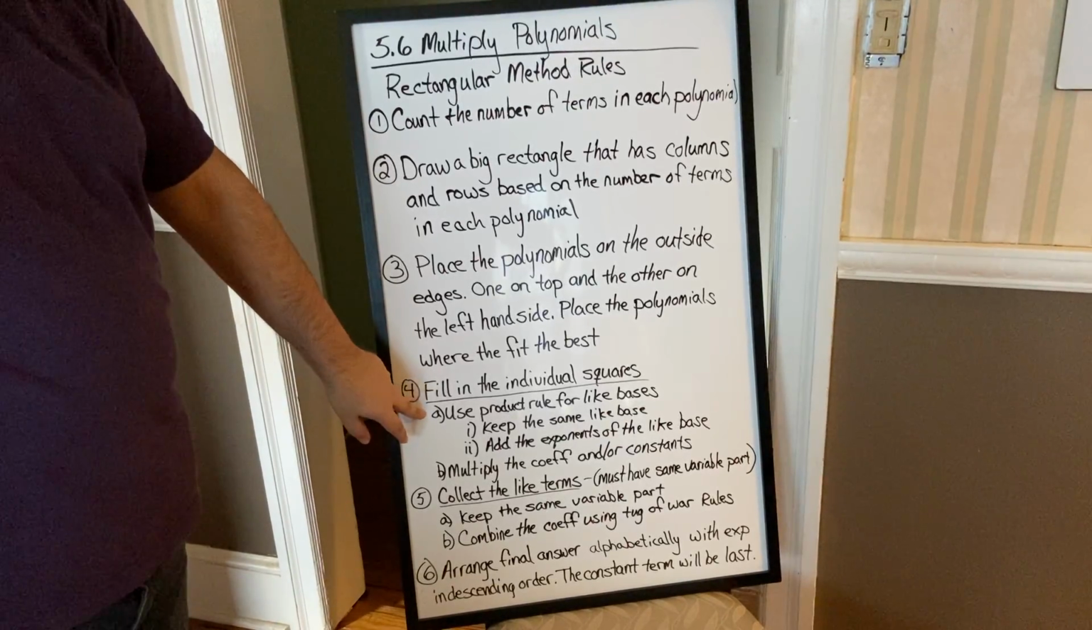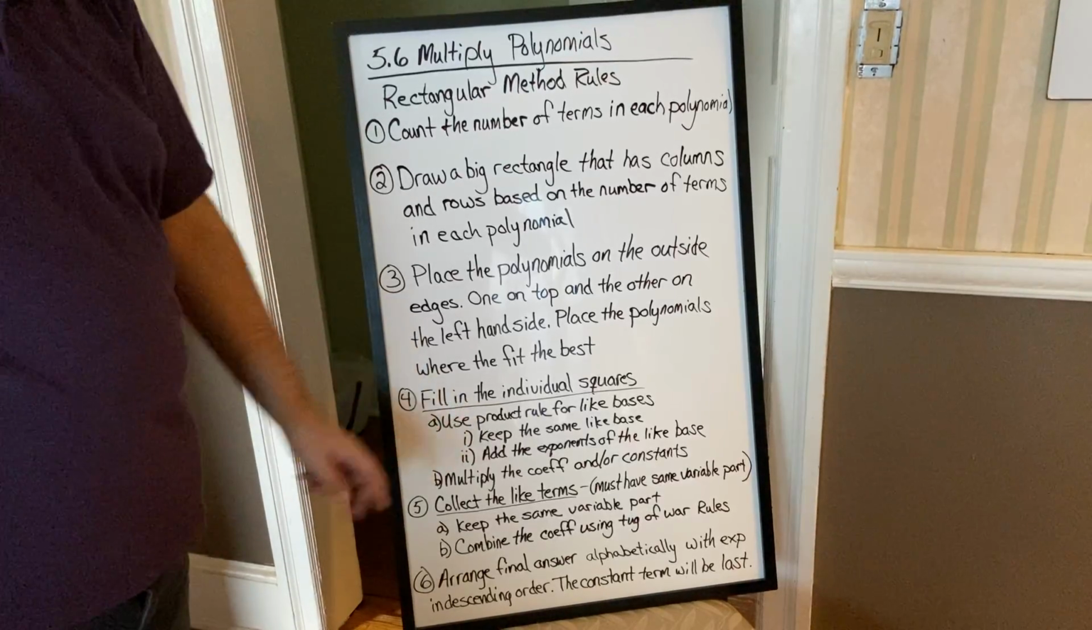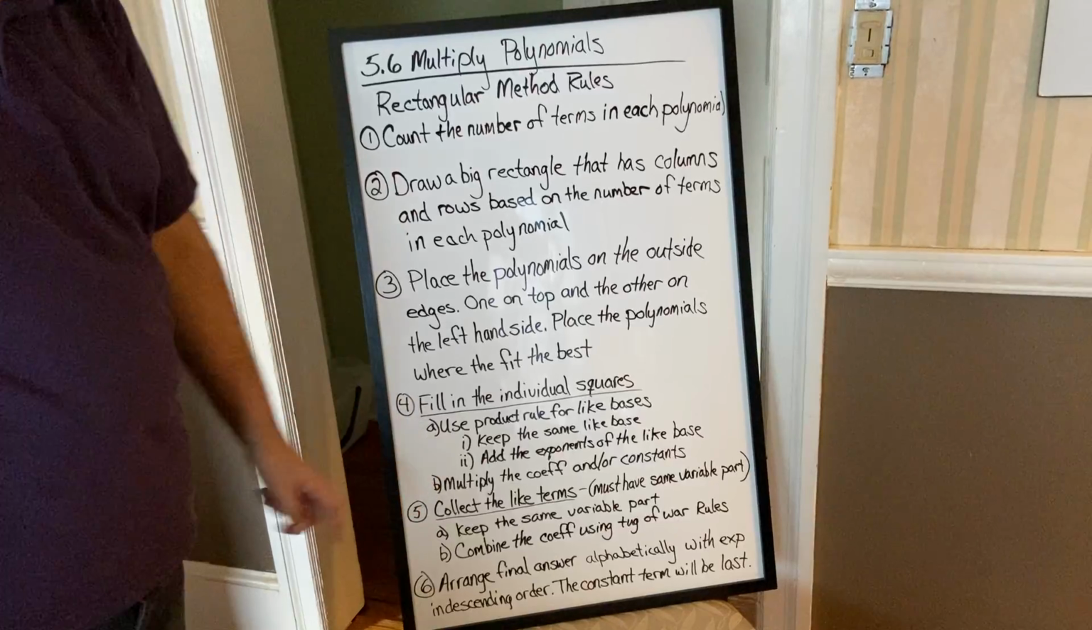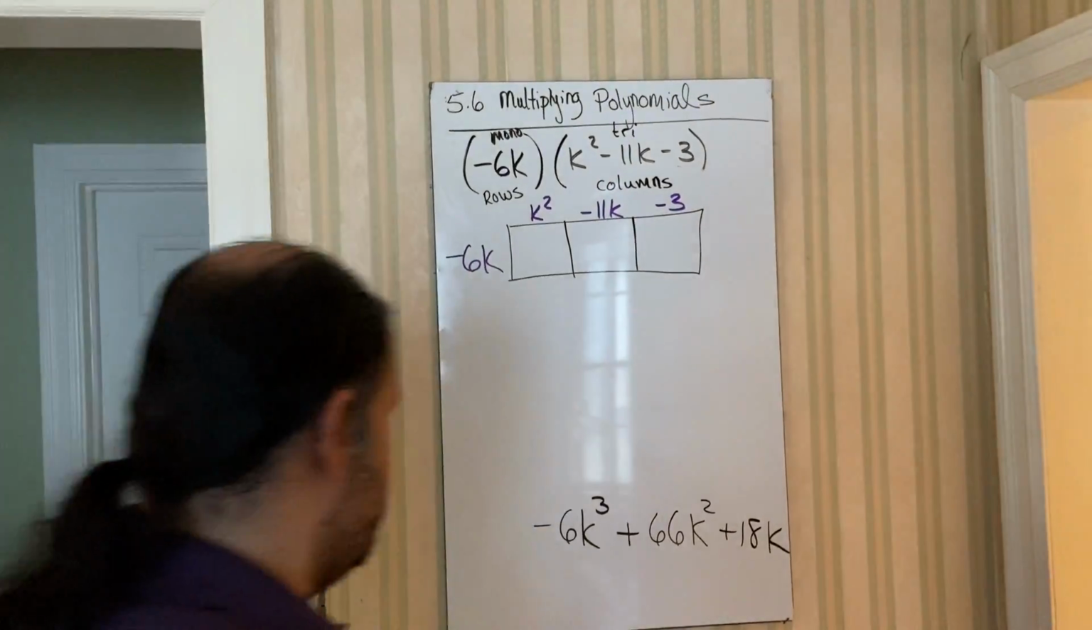So if we have like bases, we're going to use the product rule. Remember, keep that same like base and then just add the exponents. And then after you do the product rule, just multiply any constants or coefficients. So each one of these is a separate problem.